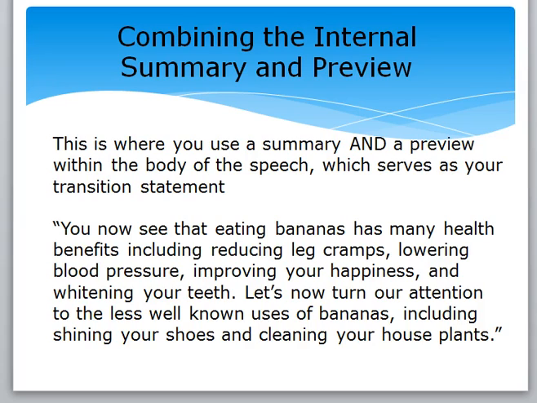In this particular example, I use an internal summary, which was the first sentence, and then I use an internal preview, telling the audience what I would be talking about next. When I combine those together, it gives the audience a very clear understanding of what they just heard and what they will be hearing.